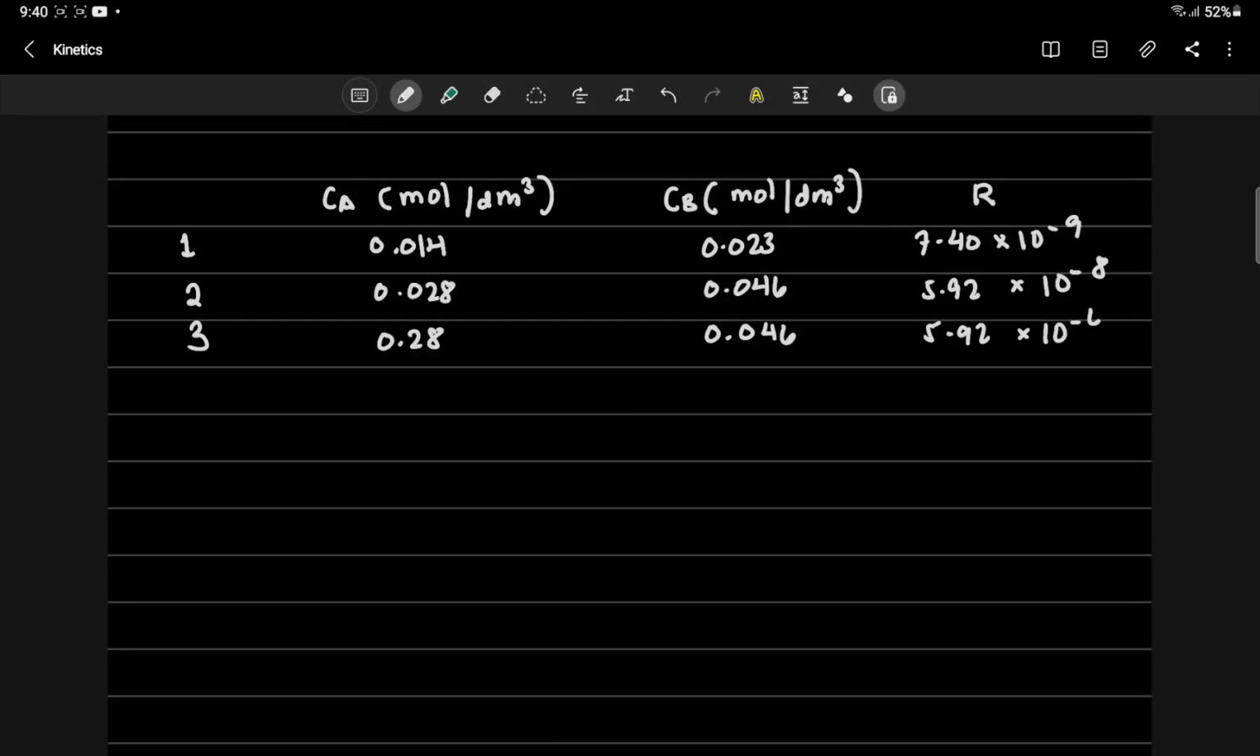Here is another set of data, and what we will do is use the initial rate method in order for us to identify or find the rate law expression. So we have R equals K, concentration of A, concentration of B, respectively raised to alpha and beta, which are the orders of the reaction in A and B.